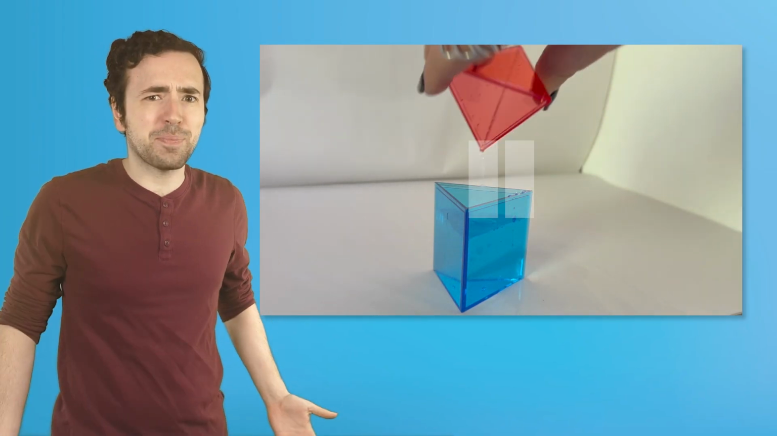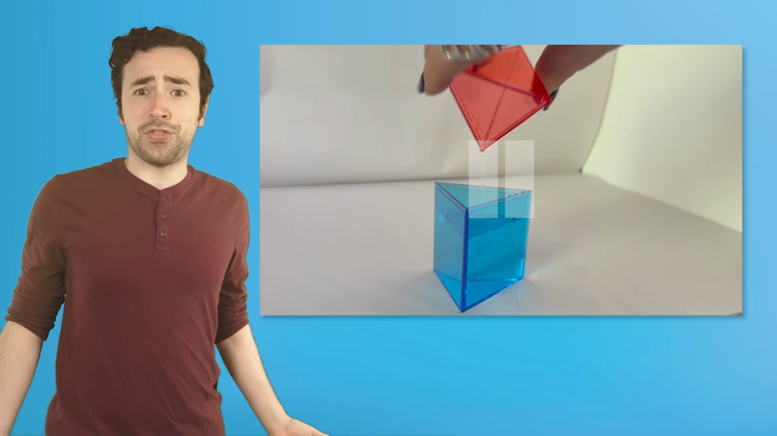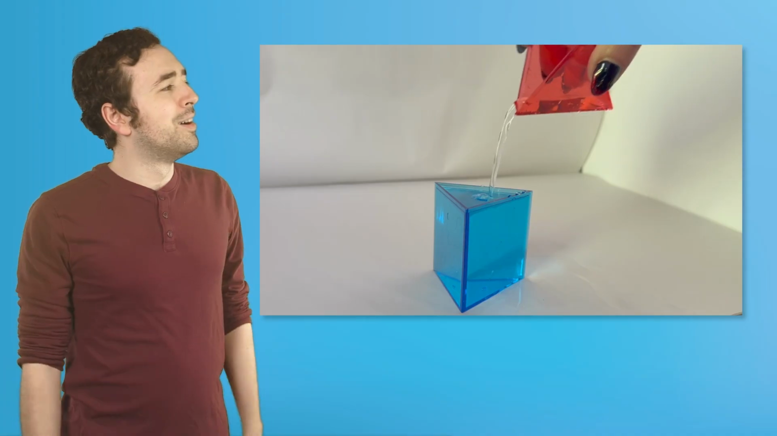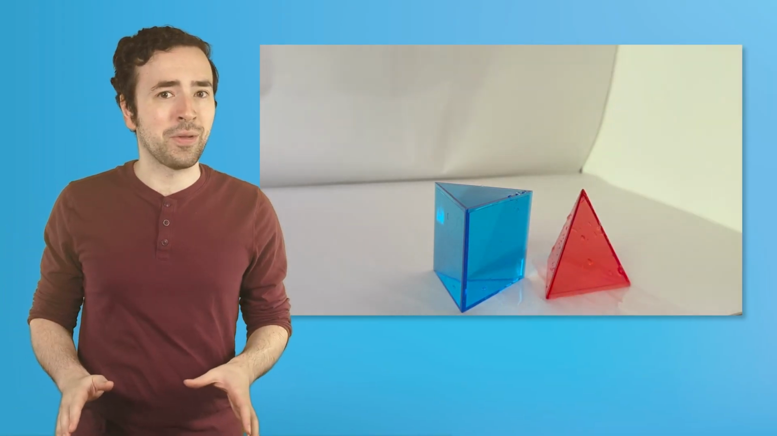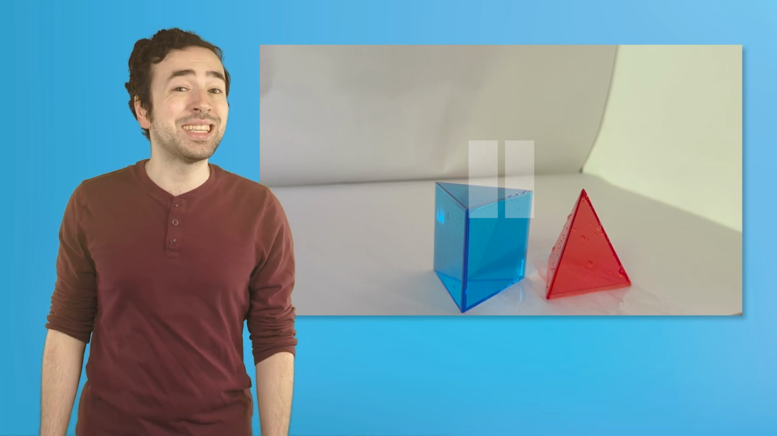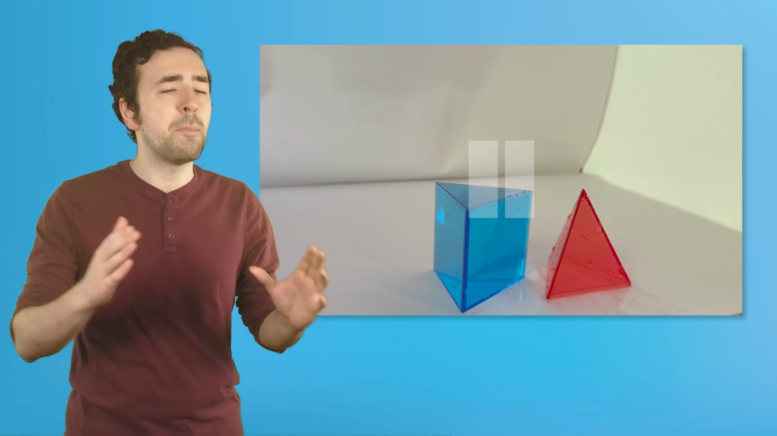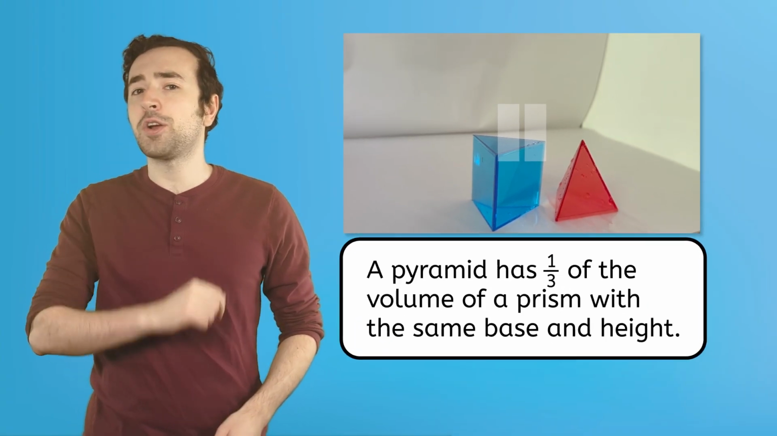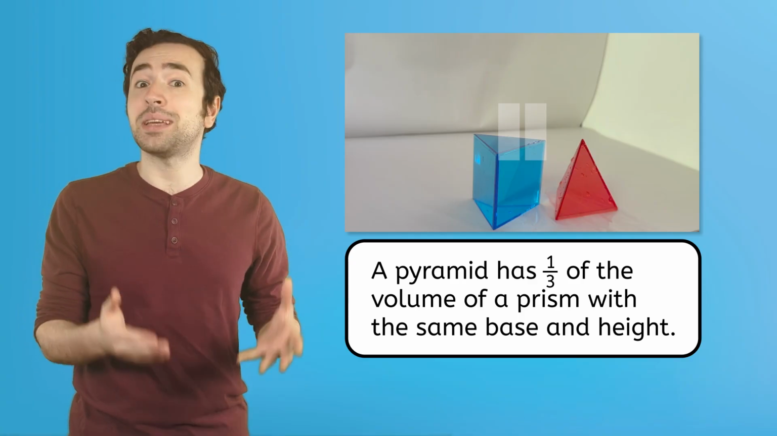Wait, a second pyramid full of water still isn't enough to fill the prism? Do you think a third one will do it? There it is. Now the prism is finally full. So how many pyramids did it take? 3. It took the volume of 3 pyramids to match the volume of 1 prism. This means a pyramid has 1/3 the volume of a prism with the same base and height.